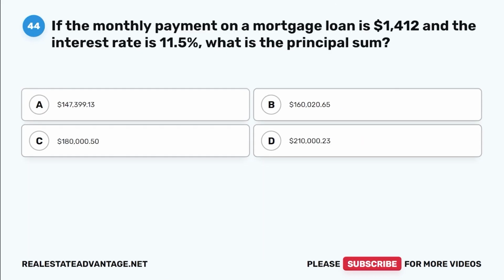Question 44. If the monthly payment on a mortgage loan is $1,412 and the interest rate is 11.5%, what is the principal sum? A. $147,399.13. B. $160,020.65. C. $180,050. D. $210,023. The correct answer is A.